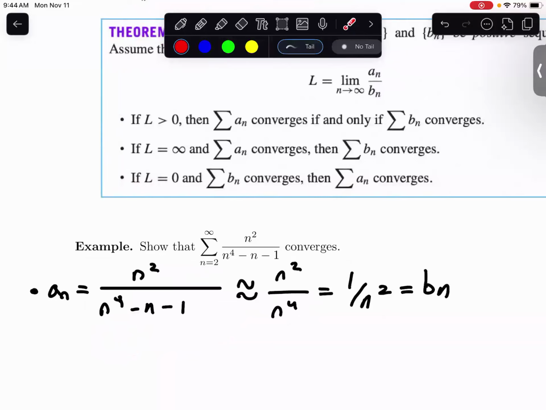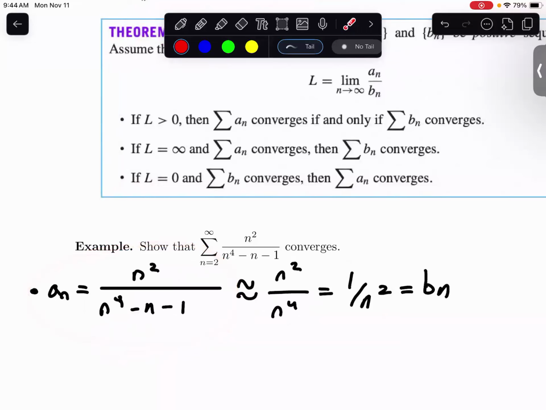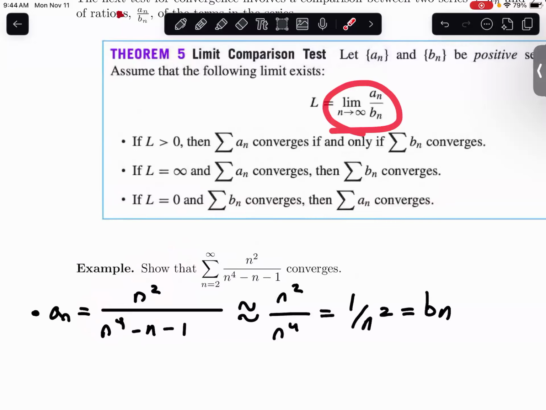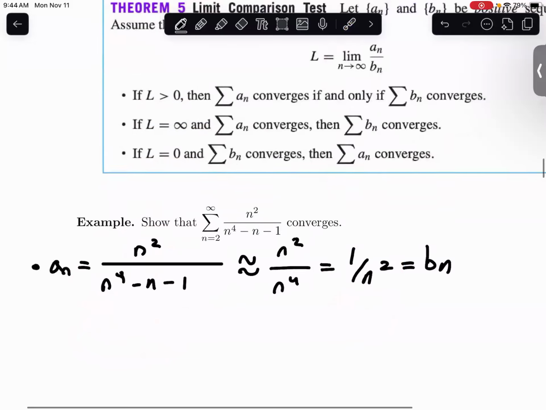Right? b sub n is kind of like your ideal version of a sub n. It's your a sub n without the trash, pretty much, without the minus n and the minus 1. It's only the stuff that actually matters, i.e. the leading term, the leading powers you have for n in the numerator and the denominator. And so now what we're going to do is take the limit as n goes to infinity of a sub n over b sub n, and we want to see if the limit ends up being greater than 0, equal to infinity, or equal to 0.